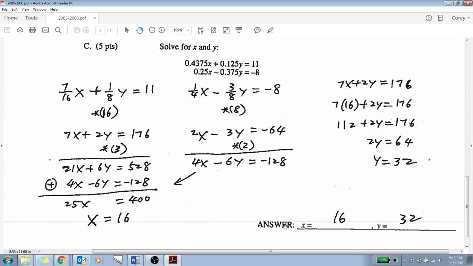So x is 16. I can plug that back into one of my original equations, or I guess one of the revised equations right here. So when I do that, I get 7x plus 2y equals 176. Plug a 16 in and solve, and I get y equaling 32.